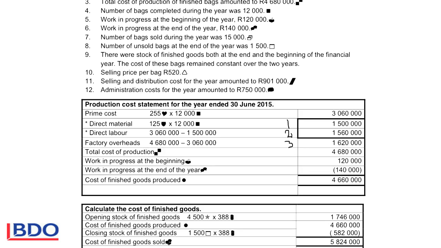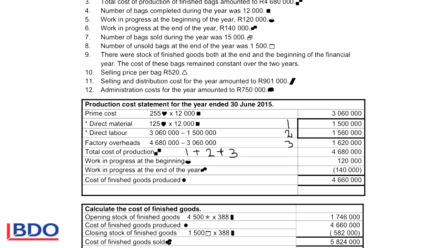So, the total cost of production is your three basic expenses: direct material, direct labor, plus overheads. Then the work in progress at the beginning of the year is the products that were not completed at the end of the previous financial year that will be completed in the current year. The work in progress at the end of the year are the half-completed goods at the end of the year.